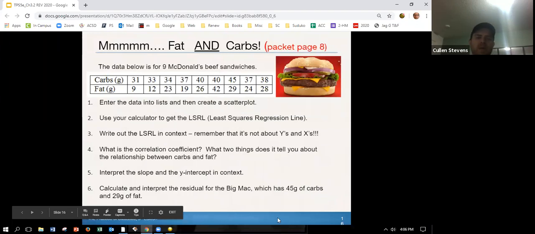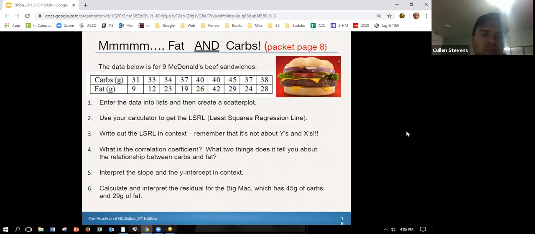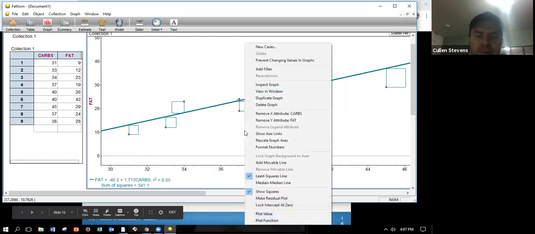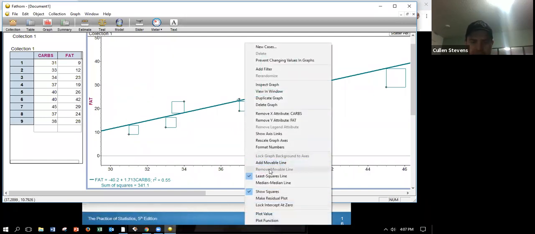So here's something we're going to practice. We're going to say, fat and carbs. The data below is for 9 McDonald's beef sandwiches, and you can find this example on packet page number 8. So we have a data set of these 9 sandwiches, and we have a relationship between their carbs and their fat. That's what I have in my original data set here, so we can see what that scatter plot looks like. And then we're going to work there to see what we can get.